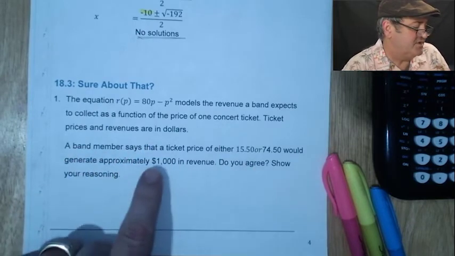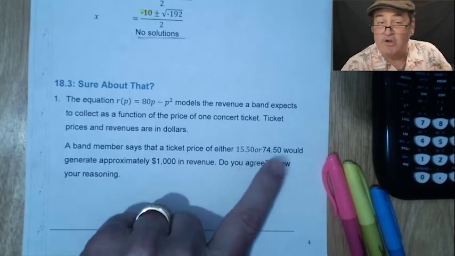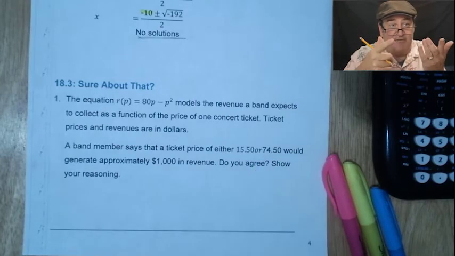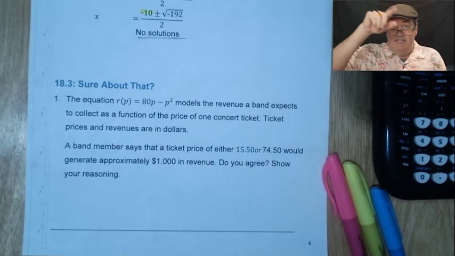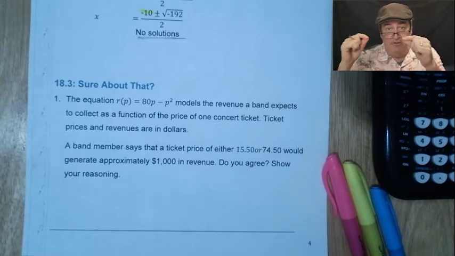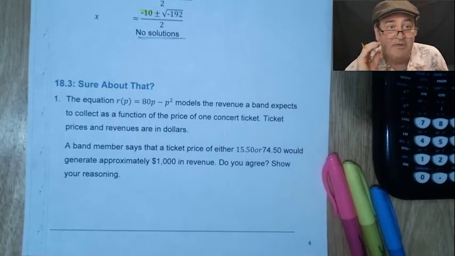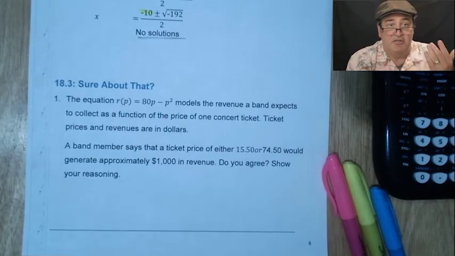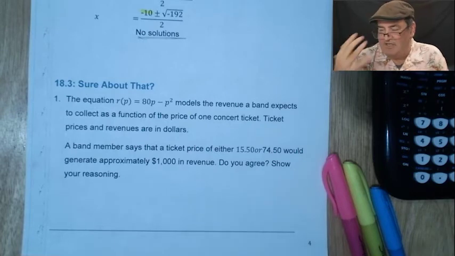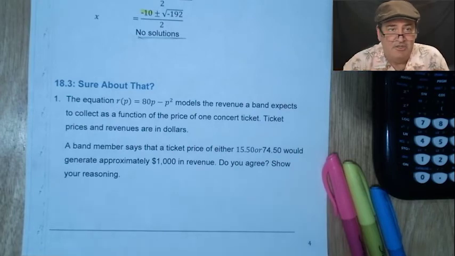A band member says that a ticket price of either $15.50 or $74.50. So, it's a quadratic, so it means it's going to have two solutions, right? So he says $15.50 or $74.50. Either one would get them $1,000 revenue. So we can either charge $15.50 a ticket and we'll sell a lot more tickets and get $1,000, or we can charge $74.50. We won't sell nearly as many tickets, but we'll get $1,000. Those are the two numbers. Do you agree?